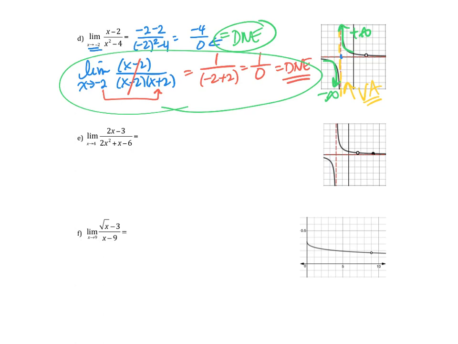Okay, letter E, it's a quadratic, so my first instinct is to factor. I'm not even going to plug right in anymore if I see a quadratic. I'm going to factor it. So my numerator is 2x minus 3. My denominator, this is kind of a hint, I would say. If you have 2x minus 3 in the numerator, it's probably going to be 2x minus 3 in the denominator, which means I need to have a +2 over here.